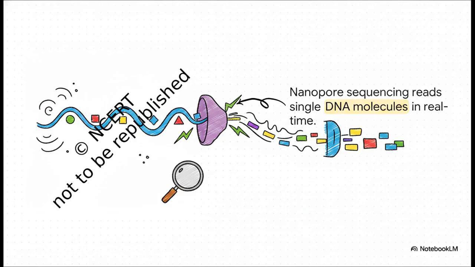Because those A, C, T, and G bases are physically shaped differently, they each change that ionic current in their own unique way. The machine measures those minute changes and translates them into the genetic sequence on the fly. Real-time, single-molecule reading. No cloning, no light flashes, just pure electrical translation.